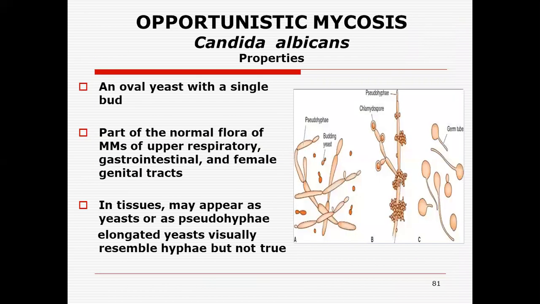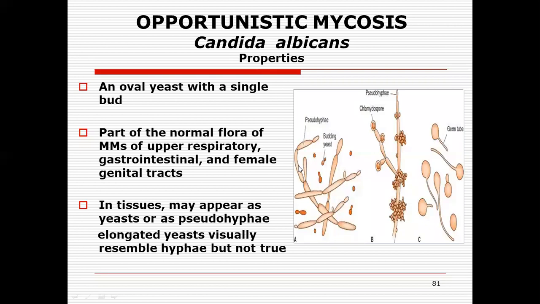Okay, so we'll now move on to the opportunistic mycotic infections, and we'll start with Candida albicans. It is an oval yeast with a single bud. This organism can occur in yeast form and in pseudohyphae form. This is what is called the yeast cell. It is one oval yeast, and the cell resembles that of Staphylococcus aureus cells. It can bud, and we can have another cell over here.